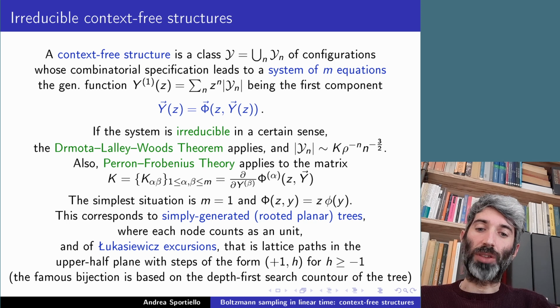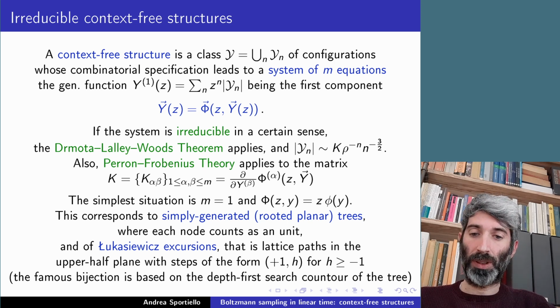The simplest situation is, of course, when you have a single equation, and on top of this, the function phi is just z times some phi of just y. And this corresponds to the case of simply generated rooted planar trees, where the units are the nodes of the tree. Those objects are in bijection with Lukasiewicz excursions, which are lattice paths of a given form, in which you can go up as much as you want, but you can go down only by minus 1, and you only go forward by 1 at each time.